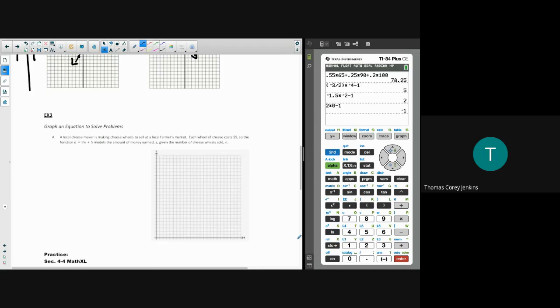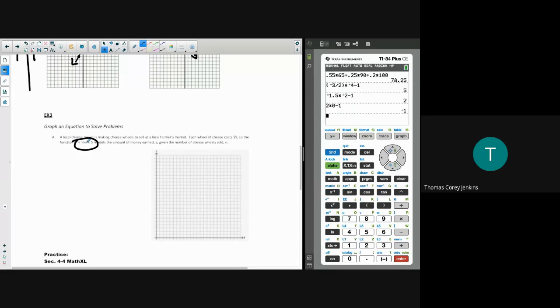And then moving ahead to a word problem here. It says a local cheesemaker is making cheese wheels to sell at a local farmer's market. Each wheel of cheese costs $9, so the function 9n plus 5 models the amount of money earned, A, given the number of cheese wheels sold, N, right? It wants us to basically just graph this, and they give us the model.